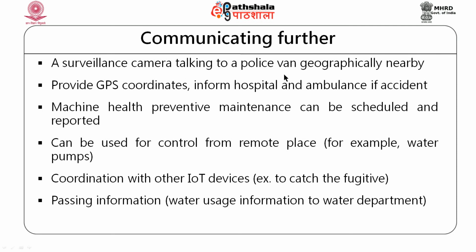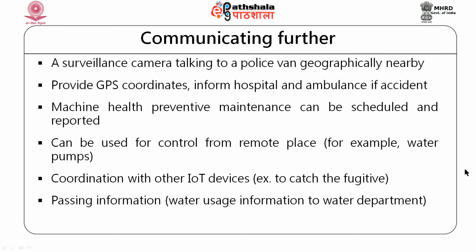For example, a surveillance camera talking to a police van using this information, or machine health communicating, in fact, they can say when maintenance can be scheduled and when this can be reported. It can also be used for control from a remote place. Like water pumps can be remotely maintained. It can also coordinate with other IoT devices.